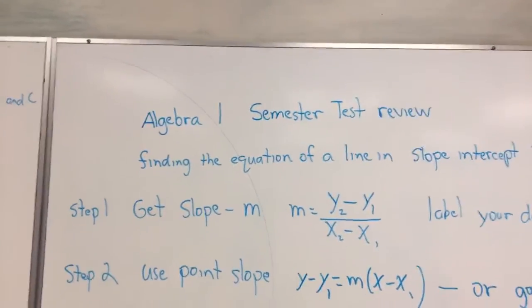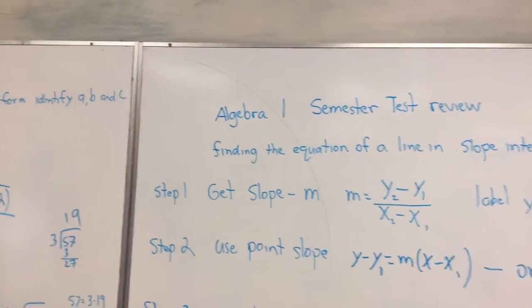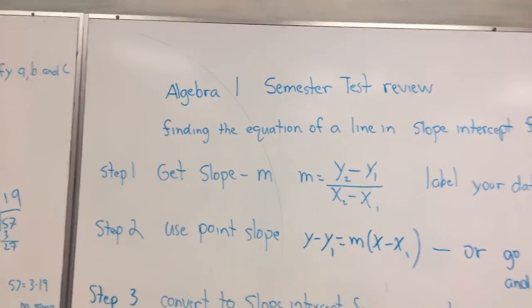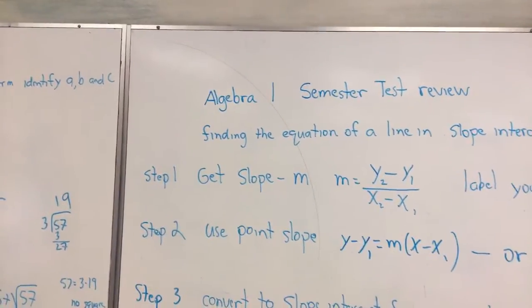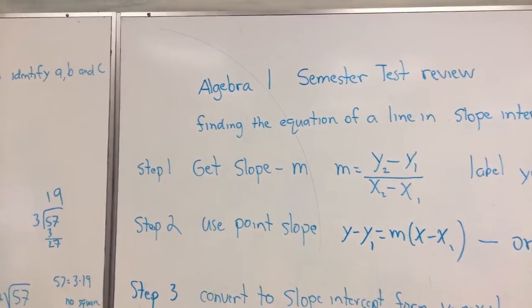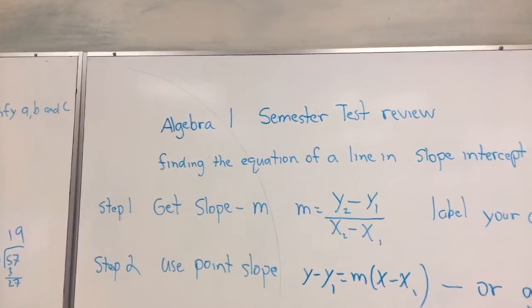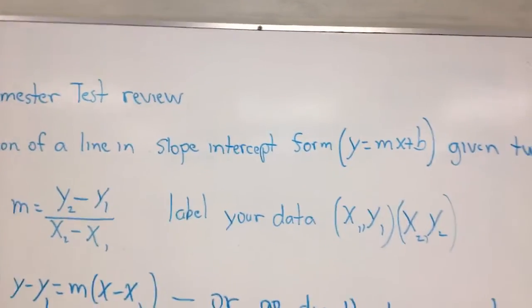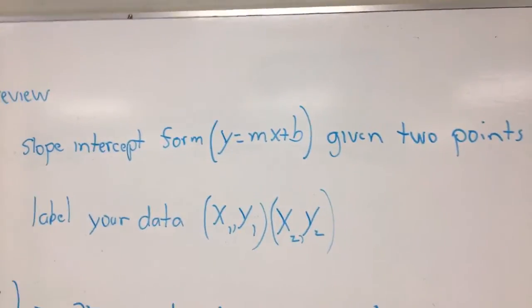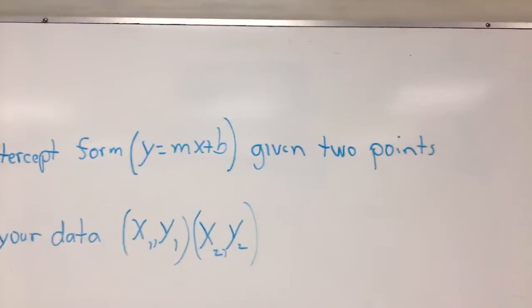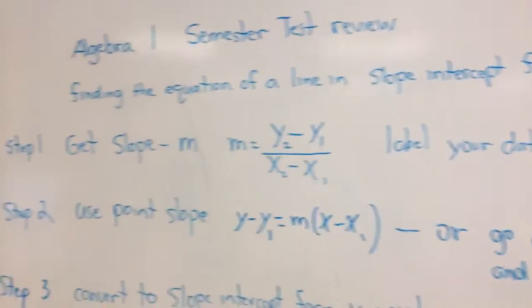All right, what I chose to start with is because you have a question on your test where you have to find the equation of a line given 2 points, okay? It's a 3-step process. Given 2 points, find the equation of a line in slope-intercept form. I love slope-intercept form. It's a very powerful tool. Given 2 points, all right? So let's back the bus up a little bit here.